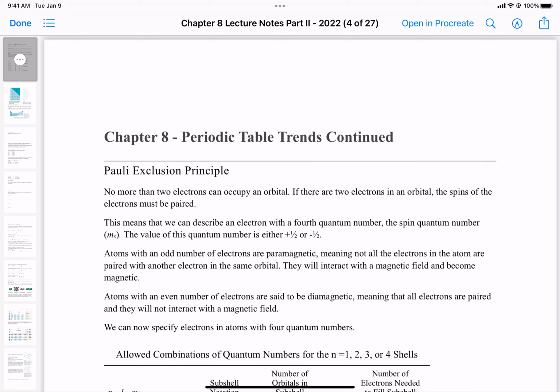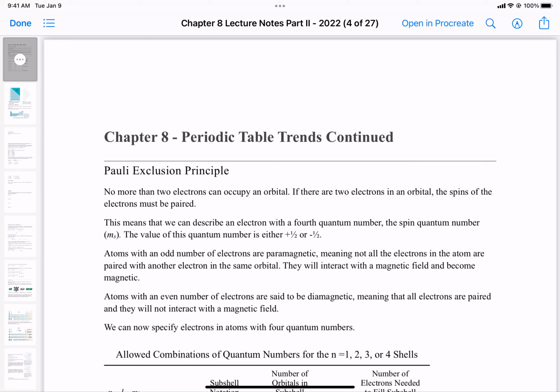So what this means is that no more than 2 electrons can occupy an orbital. If there are 2 electrons in the orbital, the spins must be paired, so they must have opposite spins. Electrons typically have spins of plus 1/2 or minus 1/2. The 1/2 is basically a spin quantum number. It's kind of a fact of nature that they precess around an axis, and they have a spin quantum number of 1/2 or negative 1/2.